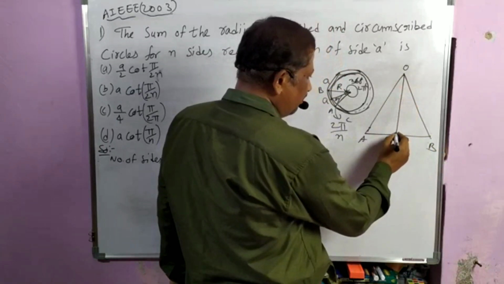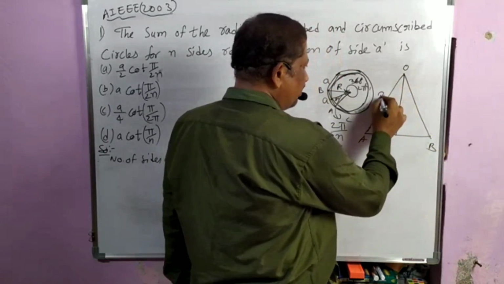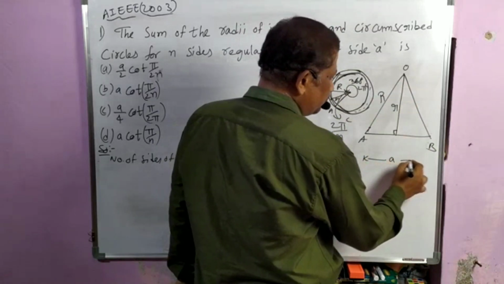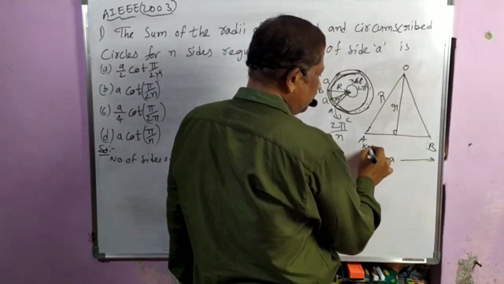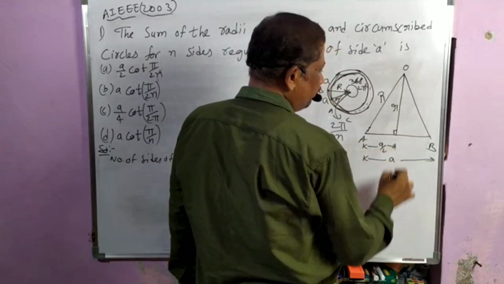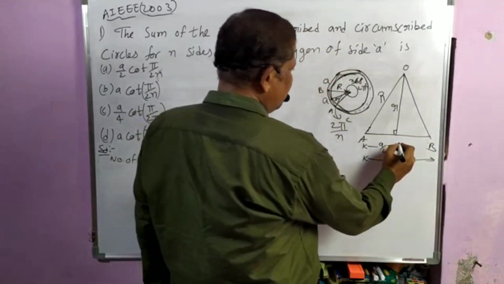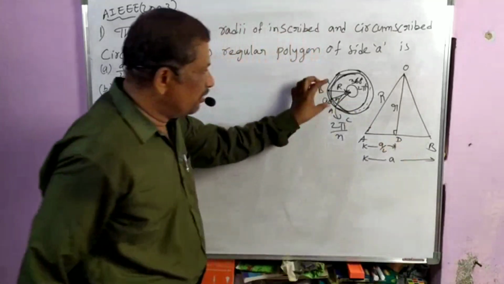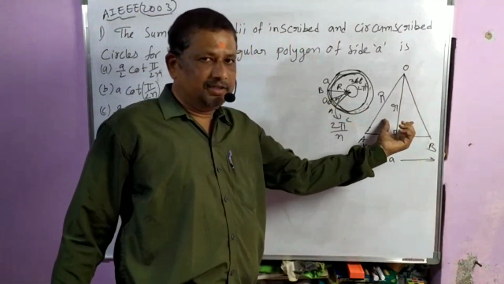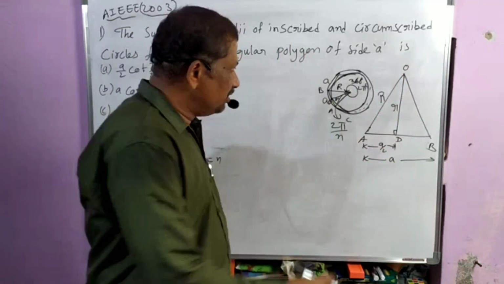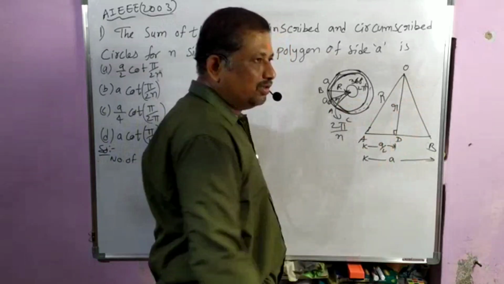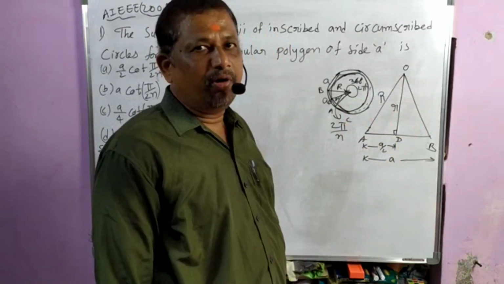This is the perpendicular drawn. This is capital R, small r. So the total length is A, and this is half of that, A by 2. Let this one be D. Clear? This part I have drawn enlarged. So this is the radius of the circumscribed circle, and this is the radius of the inscribed circle of the polygon.